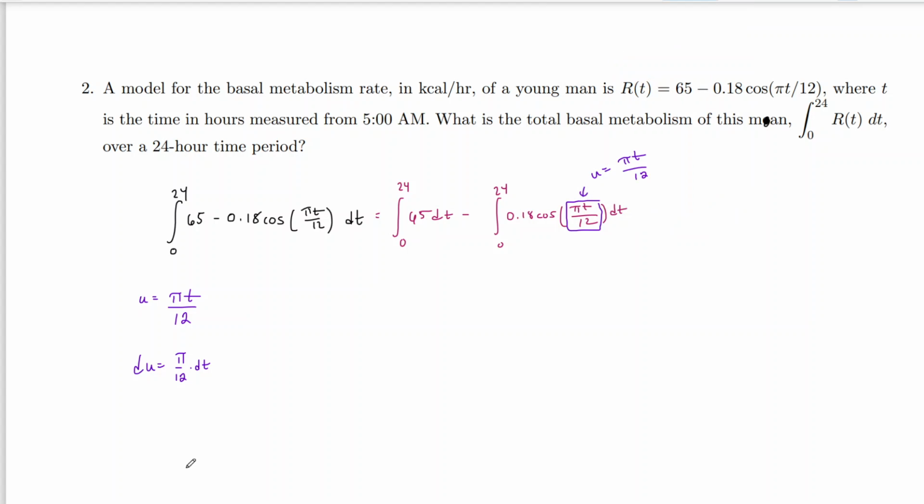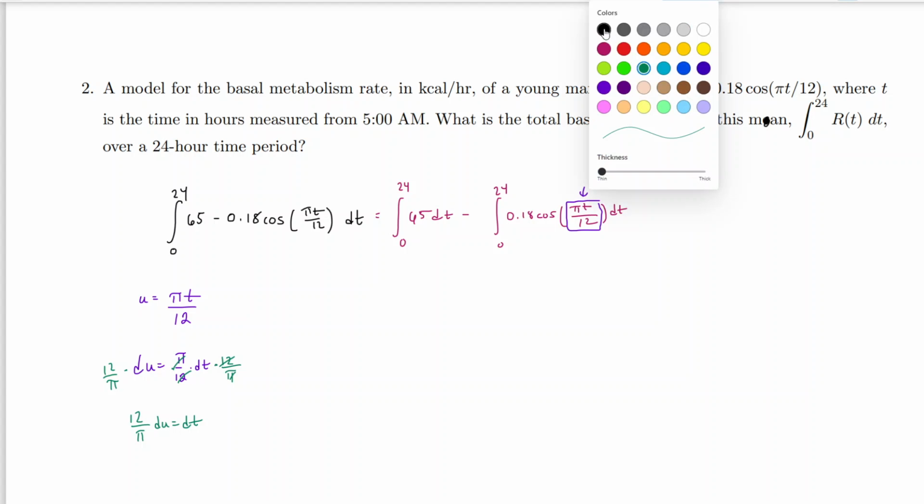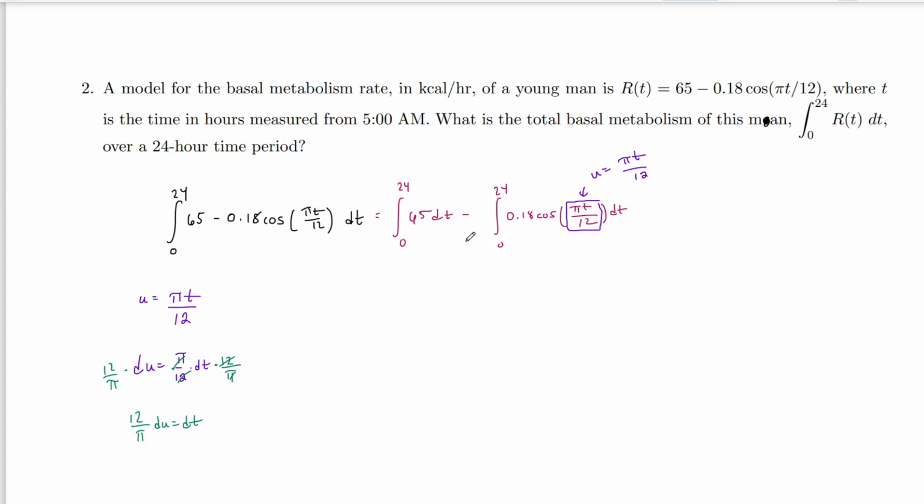And like always, I like to solve for the thing. So I want to solve for dt. I want to multiply by the reciprocal, 12 over pi. I'll do that to each side so that I have dt solved for. We have 12 over pi du equals dt. Now you can actually go ahead and integrate this one because this is just a number. So you get 65t. We want to evaluate from t equals 0 to t equals 24.